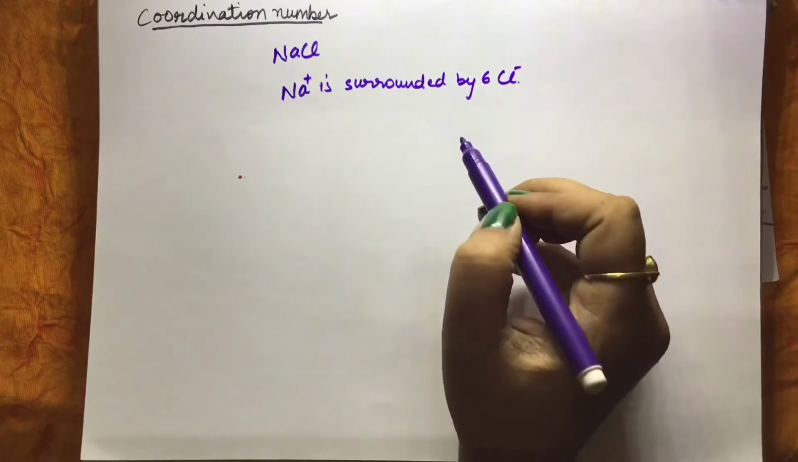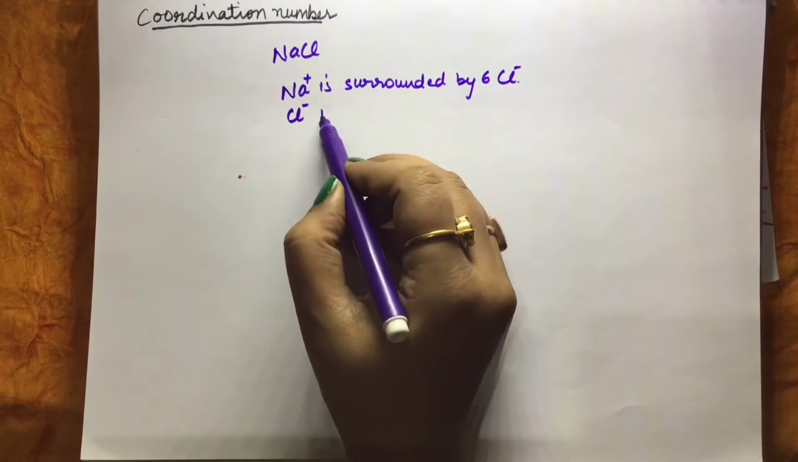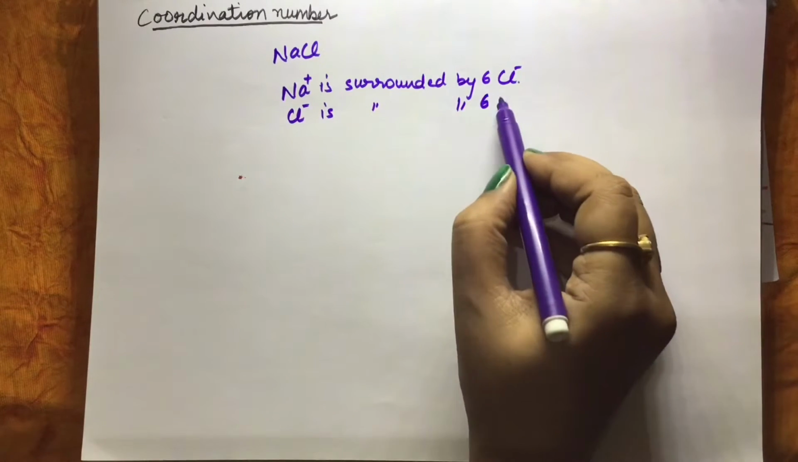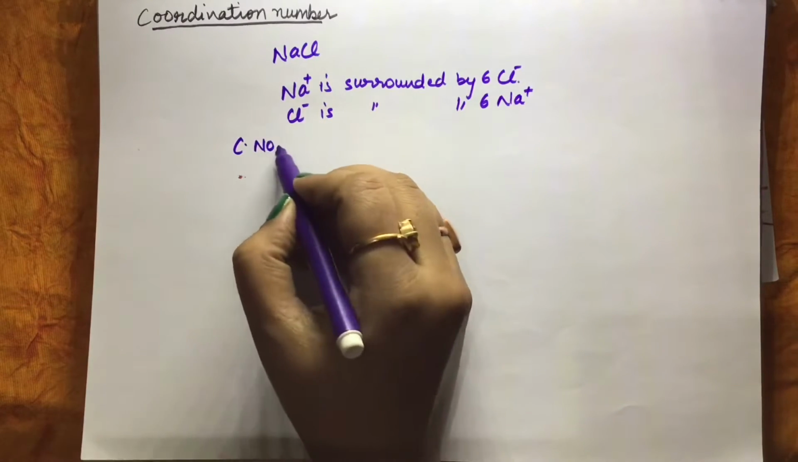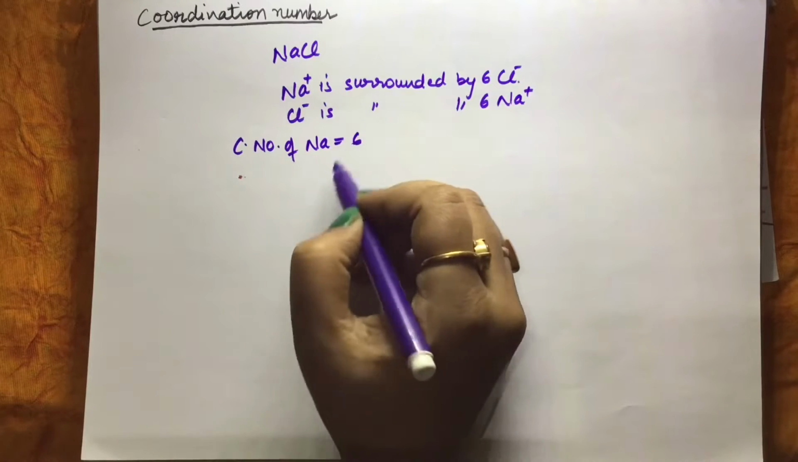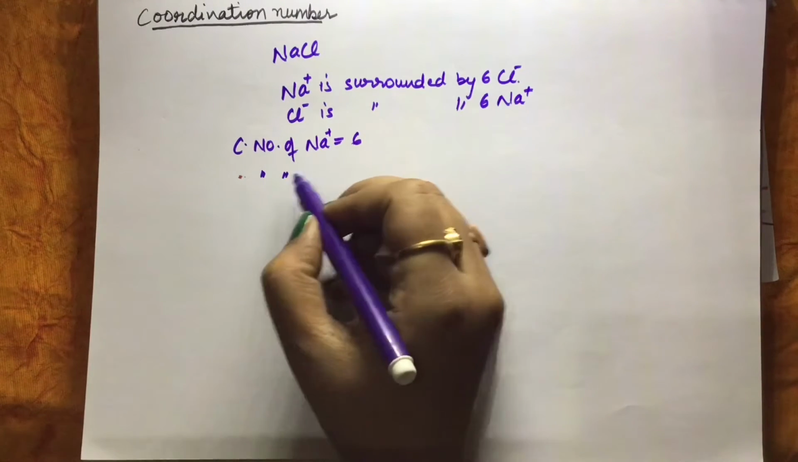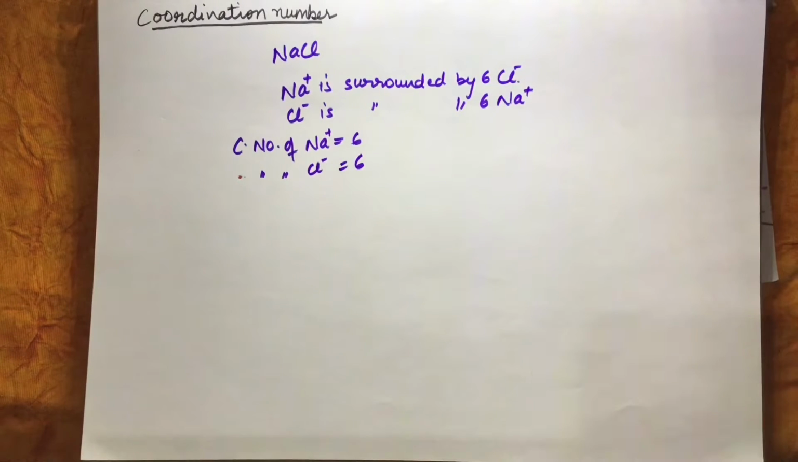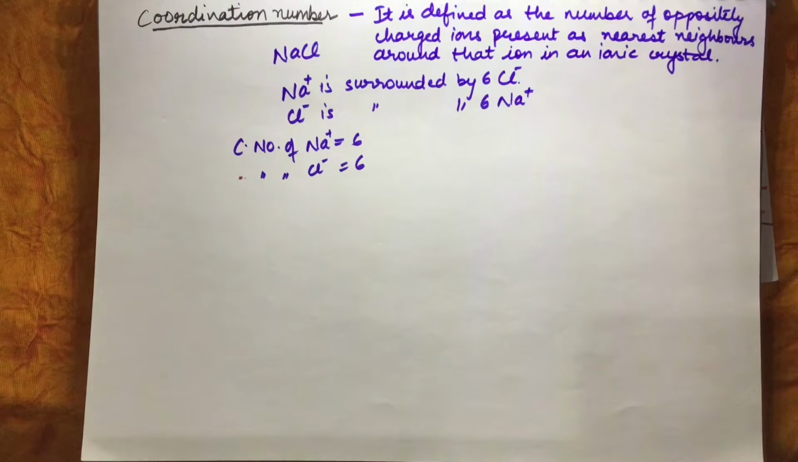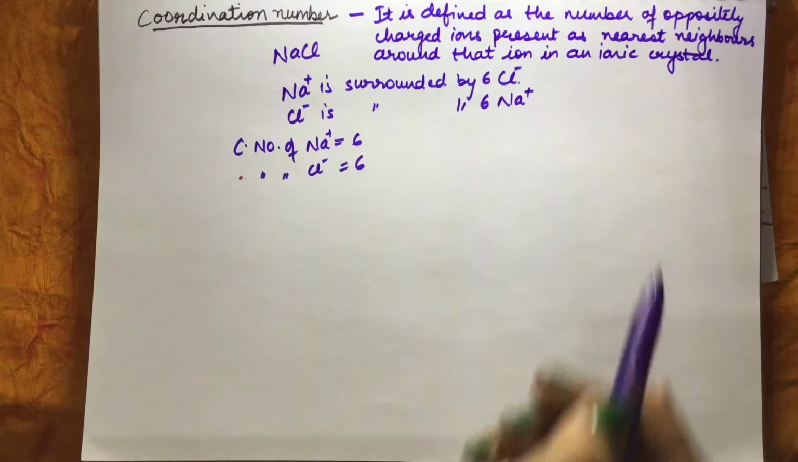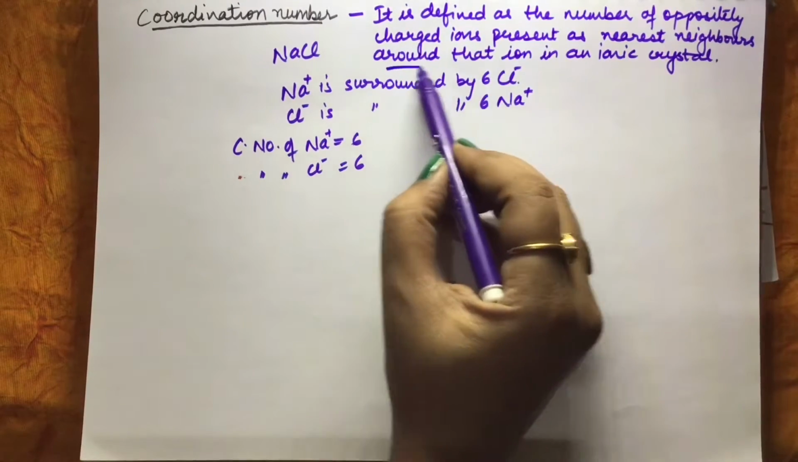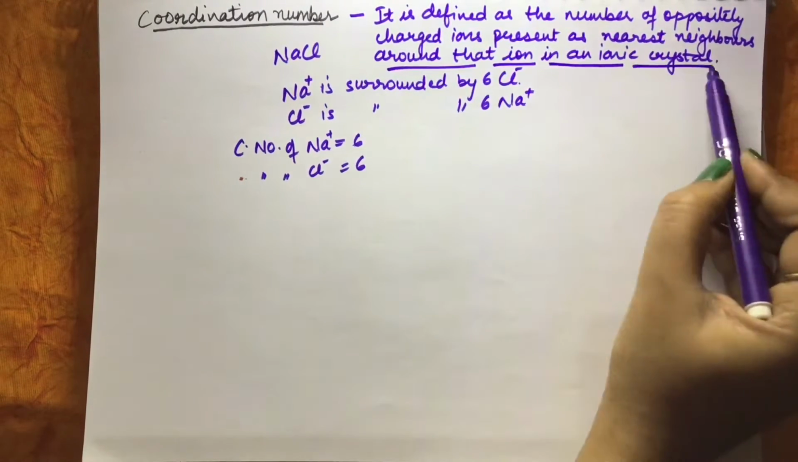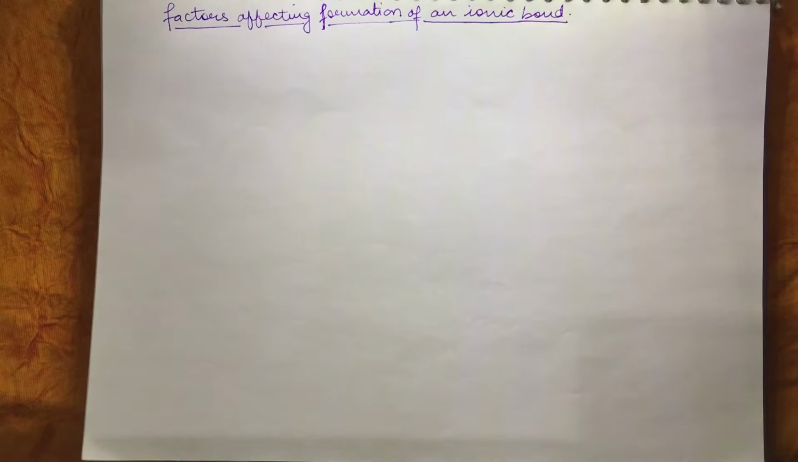6 Cl minus ions. Similarly, each Cl minus is surrounded by 6 Na plus ions. So we can say here that the coordination number of Na is 6. Similarly, the coordination number of each Cl minus is also 6. So how do we define coordination number? Coordination number is defined as the number of oppositely charged ions present as nearest neighbors around that ion in an ionic crystal.